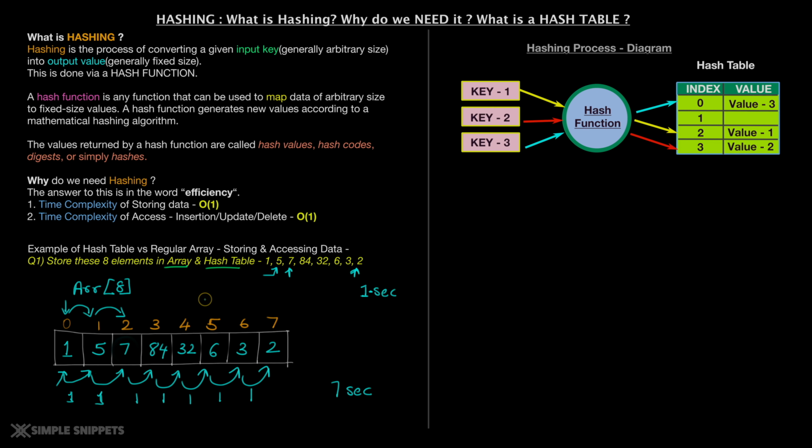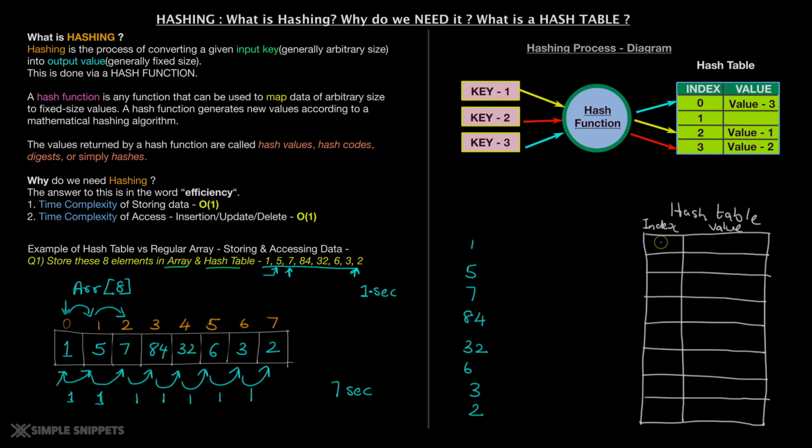Now let's take this same example and try to insert these same values inside a hash table. For that, of course, the keys are 1, 5, 7, 84, 32, 6, 3 and 2. Since right now we know the number of elements is 8, let's create a hash table over here with 8 indexes. So this is index 0, 1, 2, 3, 4, 5, 6 and 7. And these are the keys which we are supposed to store inside this hash table, correct?